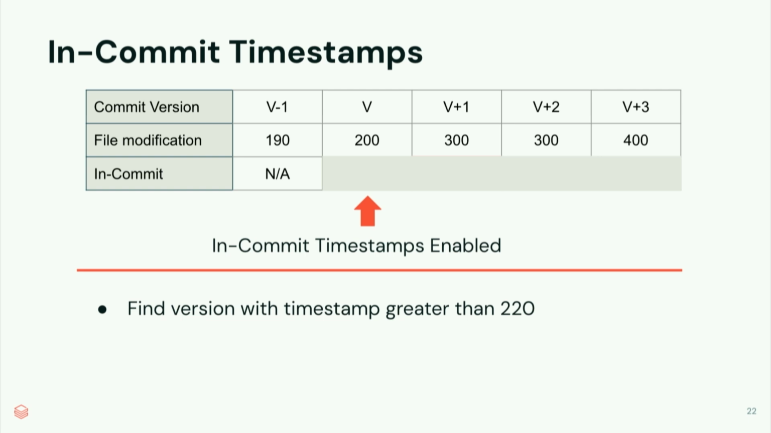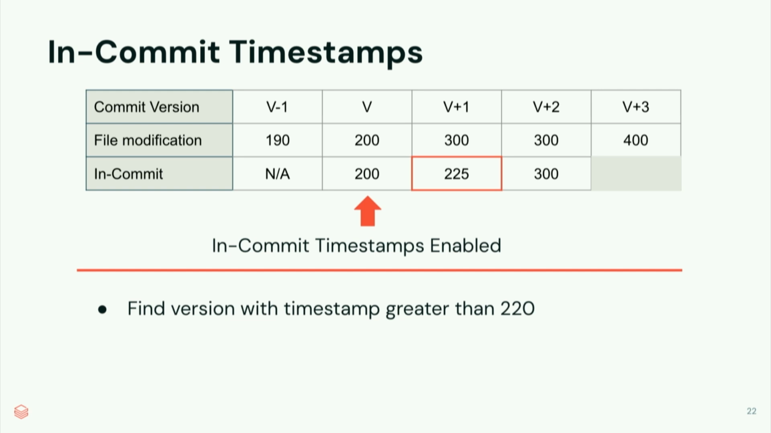Let's say I want to find the first version that happens after timestamp 220. Well, we know it happens after the in-commit timestamp, so we have to go read it. How do we do this? We go do a binary search. Okay? Let's start at the middle of our range, 300. Are we there yet? I don't know. Let's go to the left. 200. That's too low. 225. Perfect spot.